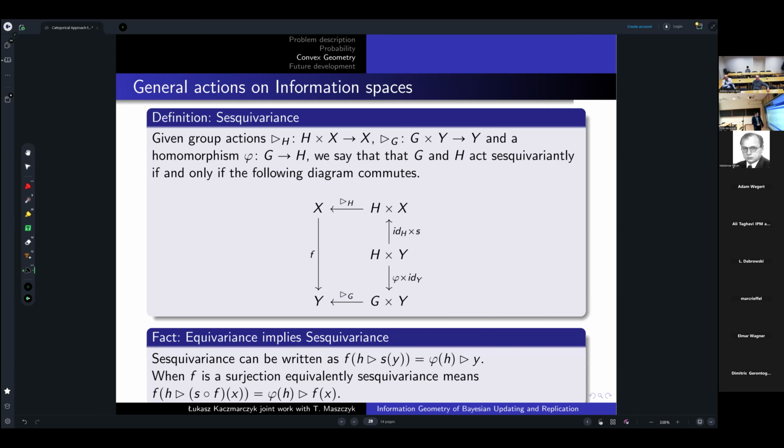Here is the simple observation why it is an extension, because it says equivariance will be written in such a way, and when F is a surjection and F is equivariant, then from here you would get that phi of H acts on F composed with S composed with F, and by associativity of composition, you would simply exchange the parentheses and get identity, which yields here.